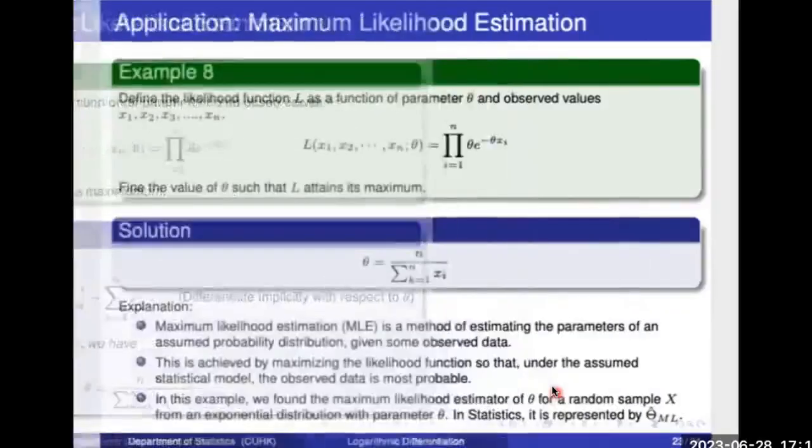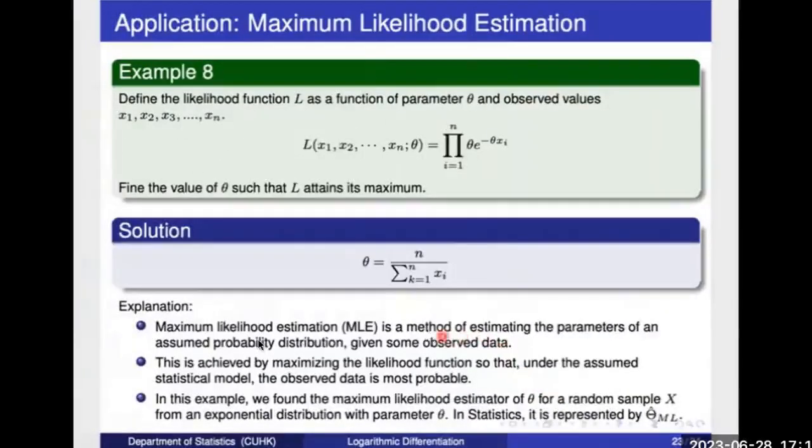In brief, maximum likelihood estimation (MLE) is a method of estimating the parameters of an assumed probability distribution, given some observed data. This is achieved by maximizing the likelihood function so that, under the assumed statistical model, the observed data is most probable. In this example, we found the maximum likelihood estimator of theta for a random sample x from an exponential distribution with parameter theta. In statistics, it is represented by theta hat subscript ML.